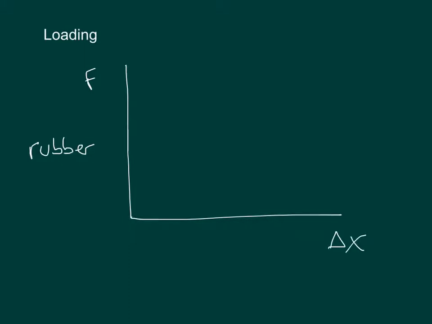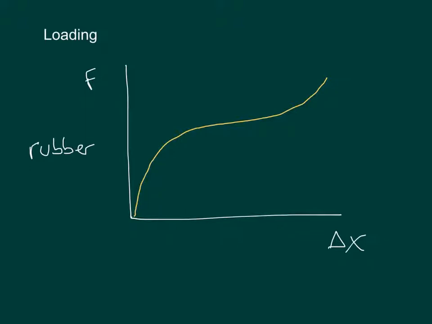So let's look at the case of rubber. So we've got our little rubber band back, and we've got our same F and delta X axes. And when we put this under a load, we're going to end up with a curve that looks like that. And I haven't got to its ultimate tensile stress or its breaking point. I've just taken off the load.